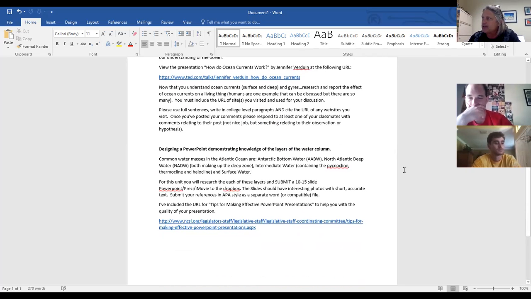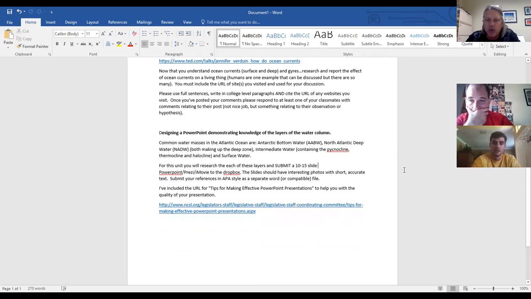The second is designing a PowerPoint or Prezi or iMovie, looking at the water masses. It's a little more complicated than simply the 3 layers. The water masses include the contribution from Antarctic bottom water and North Atlantic deep water to the deep zone. It also takes into account the contribution of the Mediterranean water. So it's a little more complicated than just the layered ocean. I tried to boil it down a little simpler when we covered it and for test purposes. But when you do your PowerPoint, feel free to add as much detail on those water masses as you can fit in a 10 to 15 slide presentation.